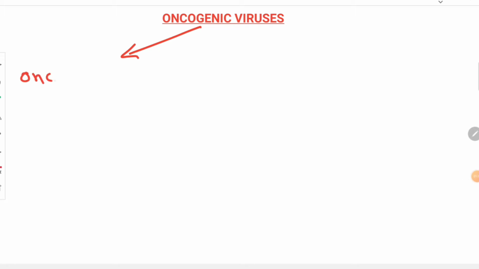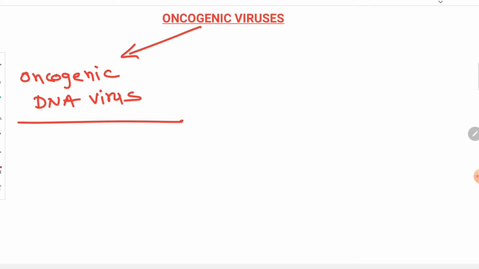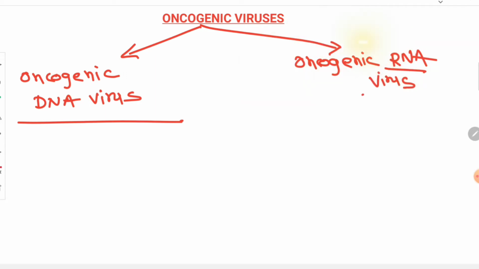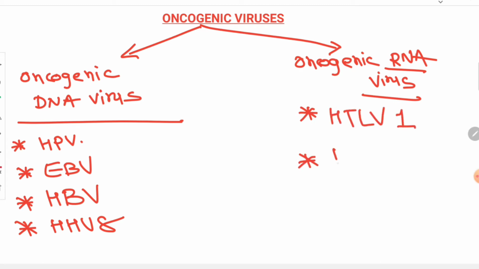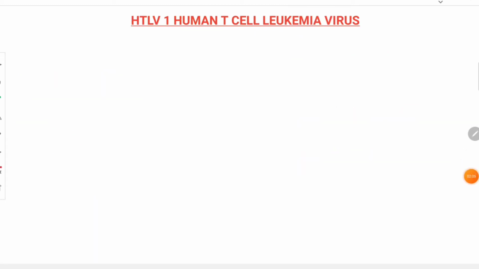First of all, we will discuss the oncogenic viruses that can cause cancer. They can be of two varieties: oncogenic DNA virus or oncogenic RNA virus. Examples of oncogenic DNA viruses include HPV, Epstein-Barr virus, hepatitis B virus, or human herpes virus 8. Examples of RNA viruses include HTLV-1 or hepatitis C virus.